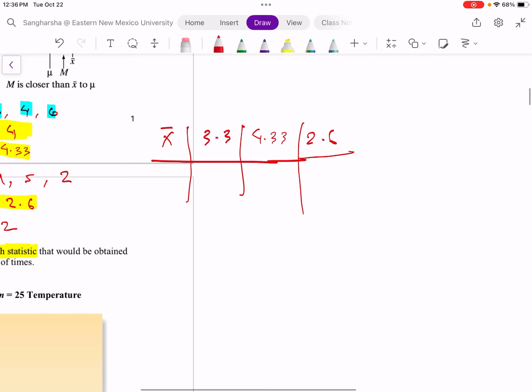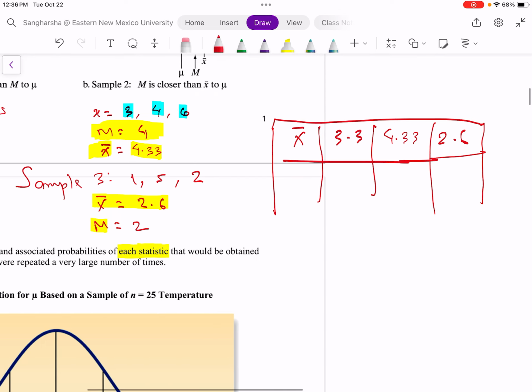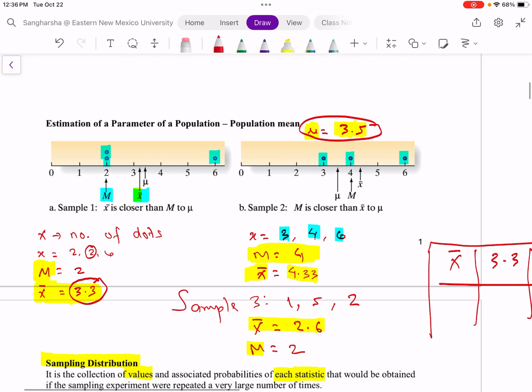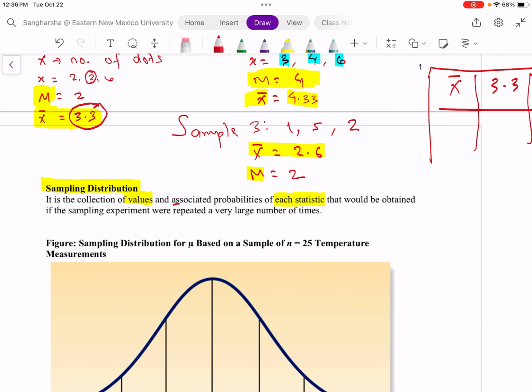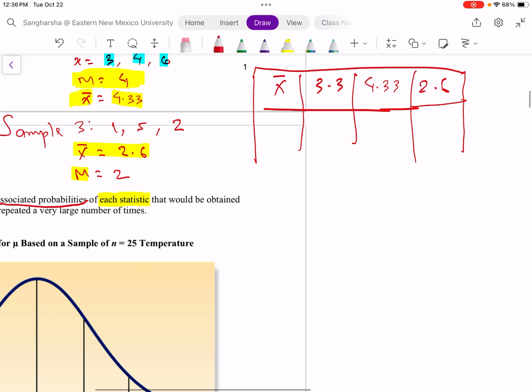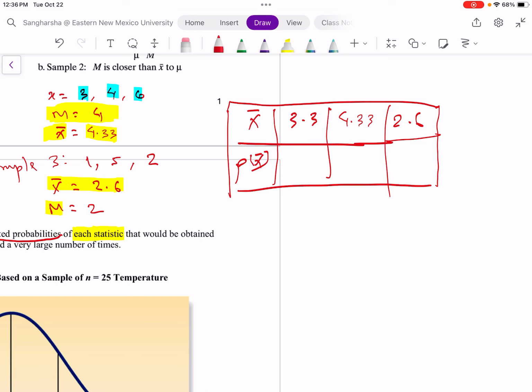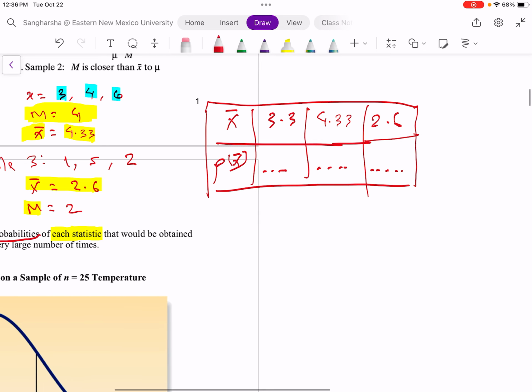So you collect all the values of this X bar, which is a statistic, and its corresponding associated probabilities, which is P of X bar. So you find the probability that X bar is 3.33. We don't know it yet, but you will have this probability associated with each value of the statistic, and this table is the sampling distribution.